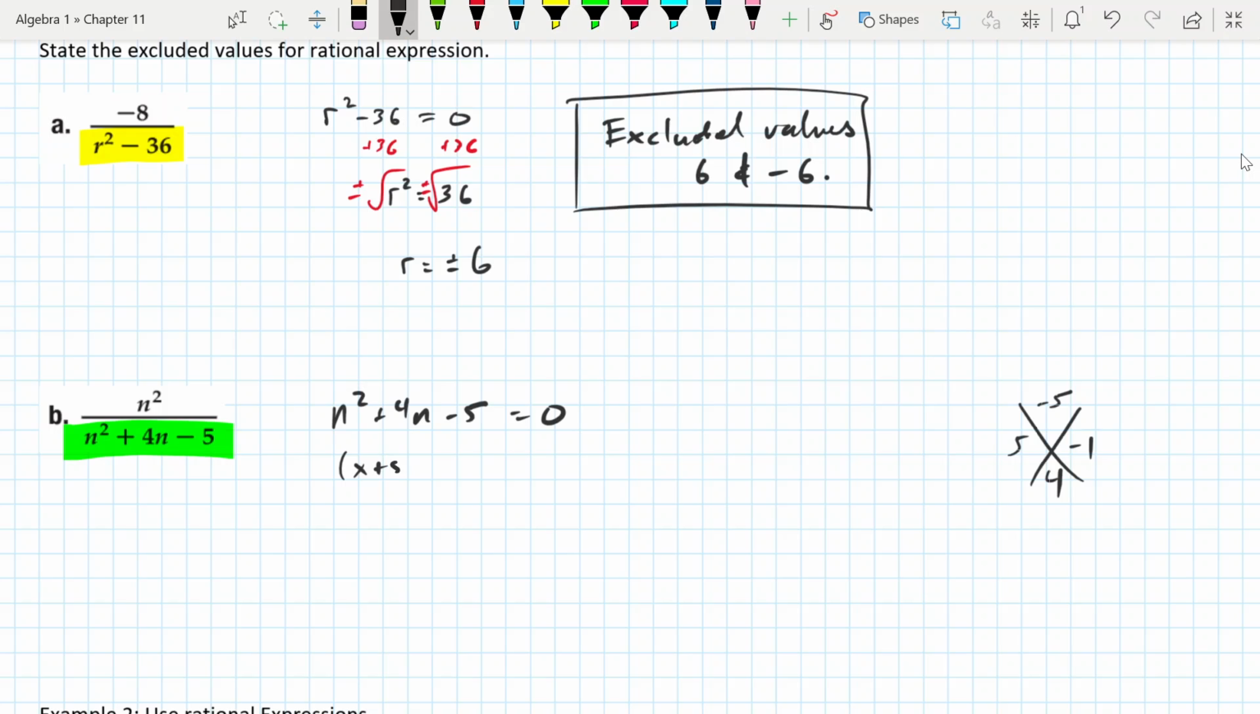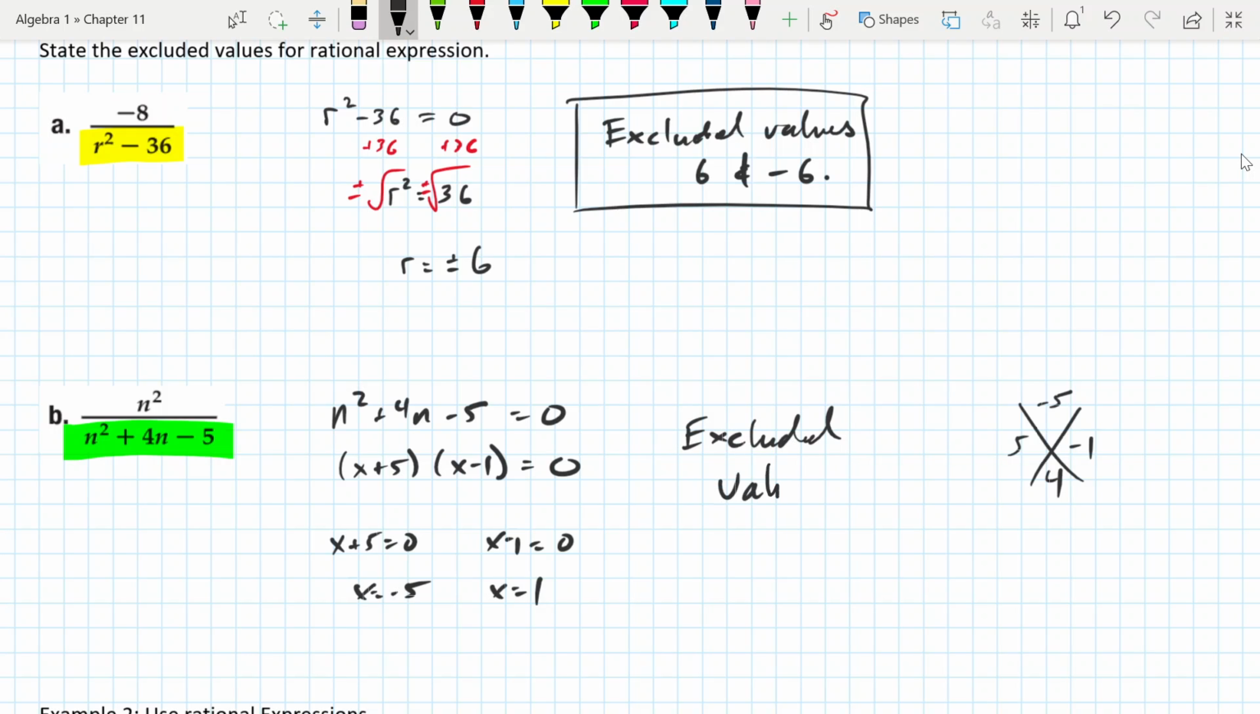X plus 5, x minus 1 equals 0. And then we use the zero product property. X plus 5 equals 0, and x minus 1 equals 0. So x equals negative 5, x equals positive 1. So we'd say the excluded values are negative 5 and 1.